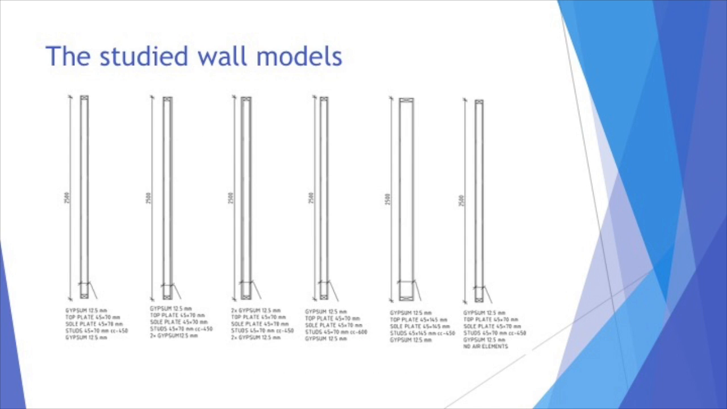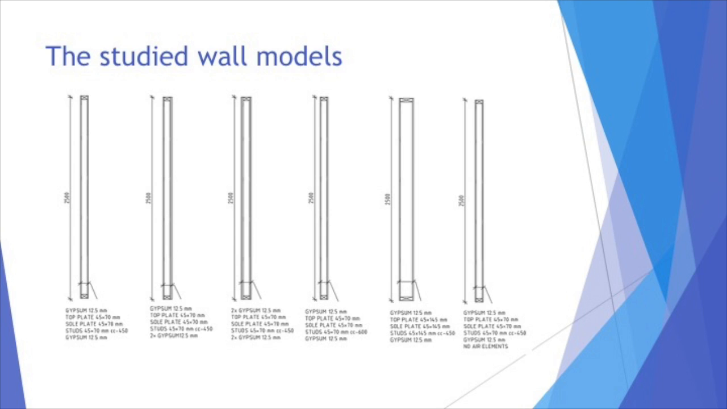To study what effect different wall configurations have on the amount of transmitted sound, 6 different wall configurations are made. The first one is a base configuration for a simple inner wall with single gypsum boards surrounding 70 mm studs placed 450 mm apart. In the second configuration, a second gypsum board is added to the receiving side of the wall. For our third configuration, both sides of the wall have double gypsum boards.